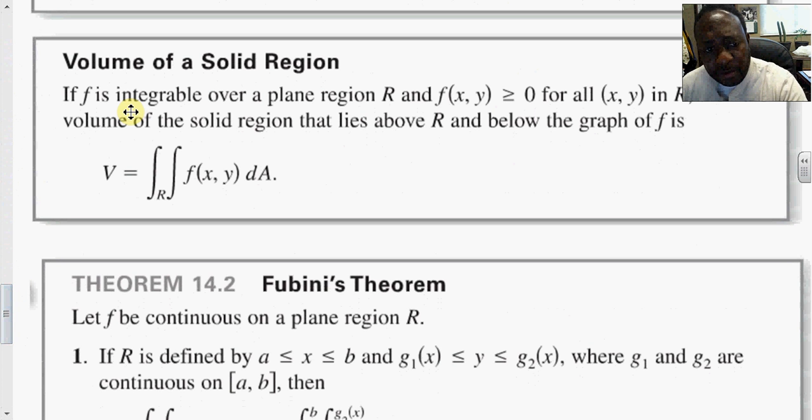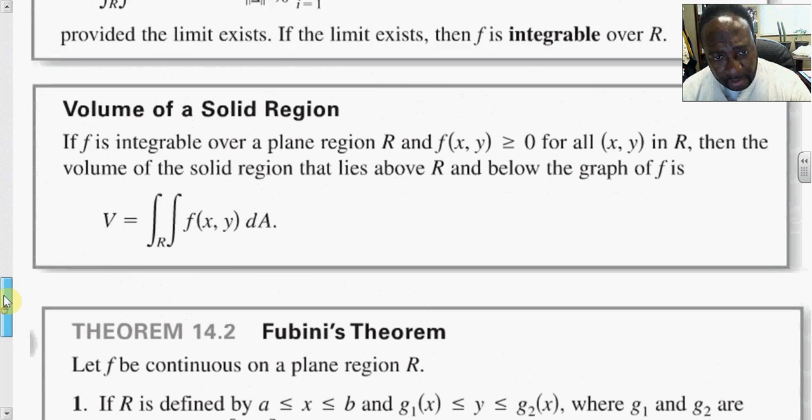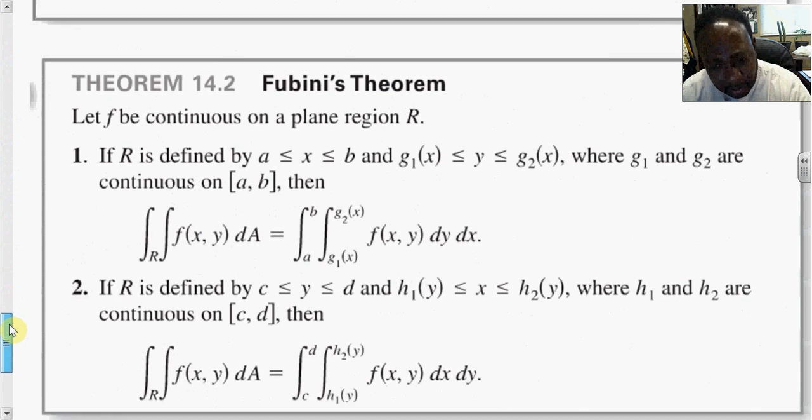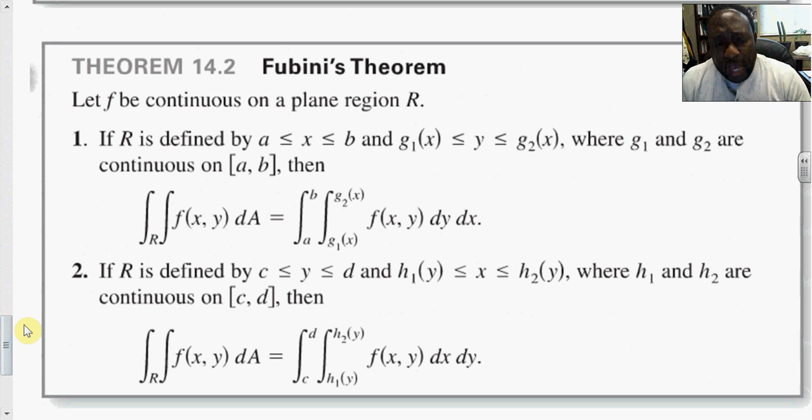A very fascinating word in mathematics: if f is integrable, that is, that the function is continuous over the respective region R, and here that the limit exists by all means from this definition here. So if this limit exists, then we say that the function is integrable. Now, if that be the case, let f be continuous on a plane region R. We keep talking about R, but R is the key.